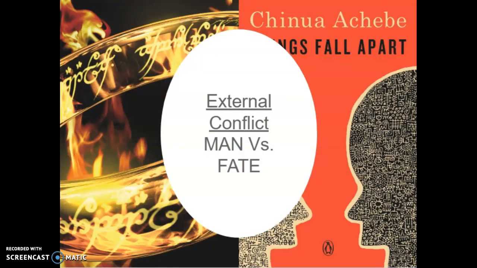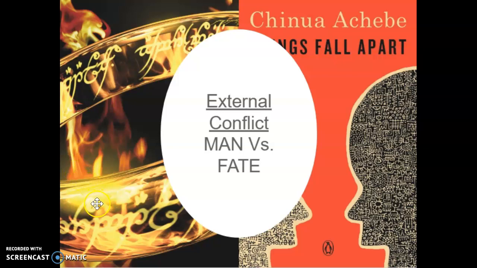Man versus fate. I've got two examples here. We all read Things Fall Apart with Chinua Achebe's main character, Okonkwo. We know he has a struggle with his fate. He very much wants to be a leader in his society. He wants to be one of the top chief elders in his society, but his fate has other plans for him. And so that would be a man versus fate kind of conflict.